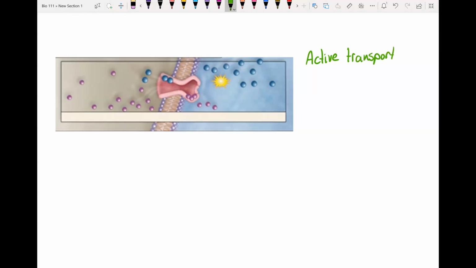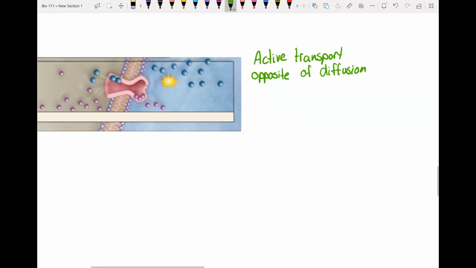Active transport is the opposite of diffusion. So remember how in diffusion molecules move on their own from high to low until they're evenly spread out? We're going to do all of that the opposite. First of all, you're going to force the molecules to move. And you're going to do this with what's called a protein pump.